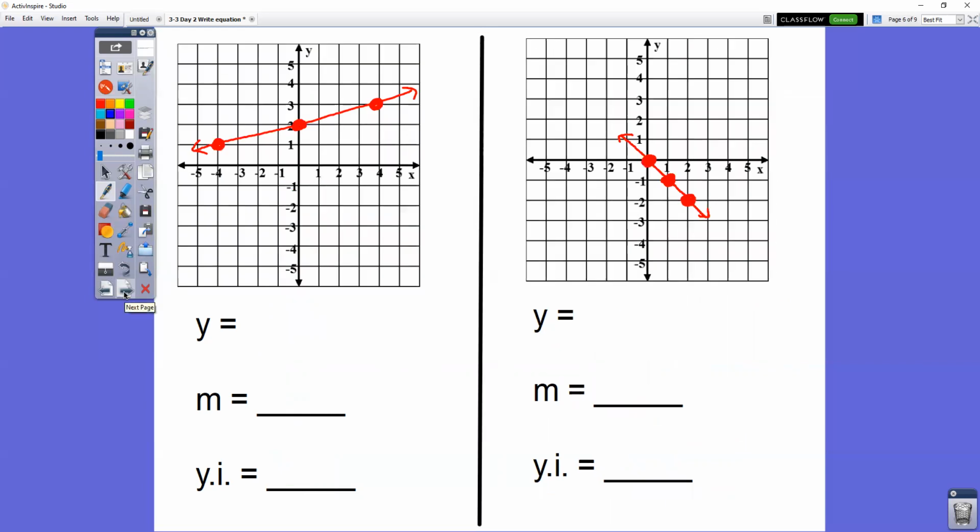I want you to try two more. All right, try these two, please. I'm going to give you about 1 minute.